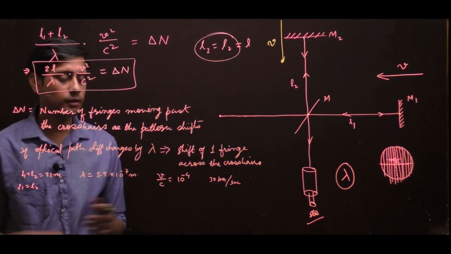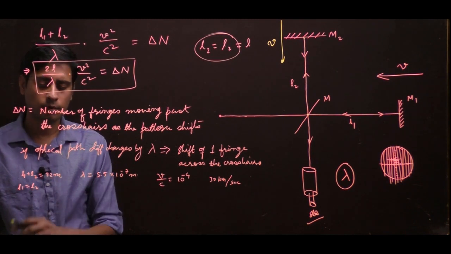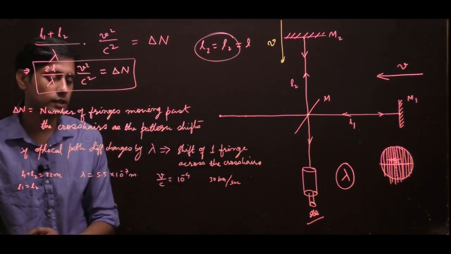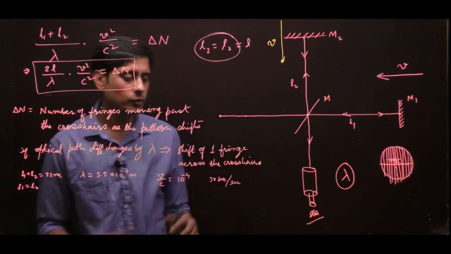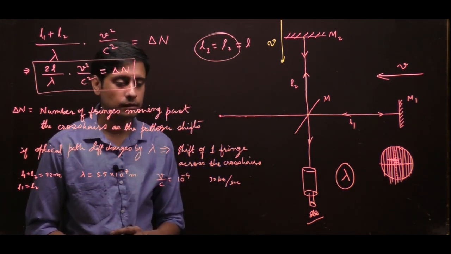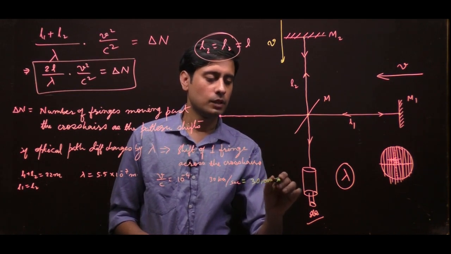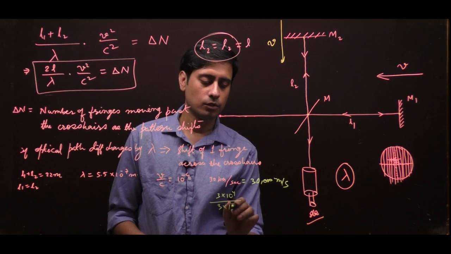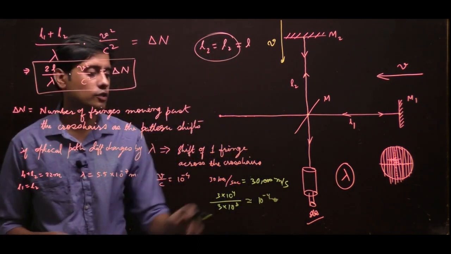So in one of the experimental setups, L1 and L2 were 11 meters each, and you can take them to be equal. So the sum is 22 meters. We are taking yellow light whose wavelength is 5.5 into 10 to the power minus 7 meters, and the Earth moves with an approximate speed of 30 km per second. So you can calculate that V by C will be equal to 30,000 meter per second divided by the velocity of light, so this is 3 into 10 to the power 4 divided by 3 into 10 to the power 8. You get 10 to the power minus 4.